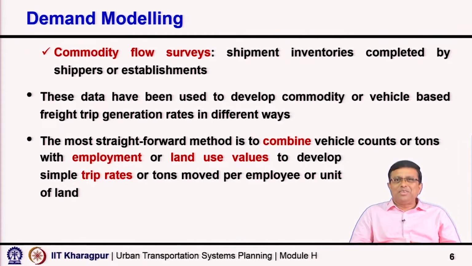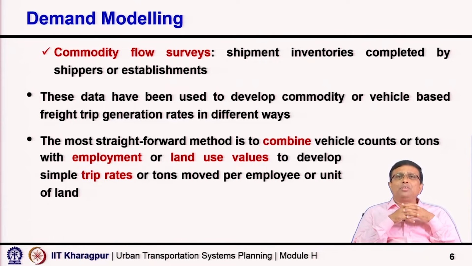Trip rates, you are familiar, when we discussed the trip generation modeling approaches, we said that we could use multiple linear regression or go for the cross classification or category analysis. In category analysis, we use different trip rates. So, here, a similar kind of thing, the trip generation rates by land use, by commodity, as appropriate, we can actually calculate.